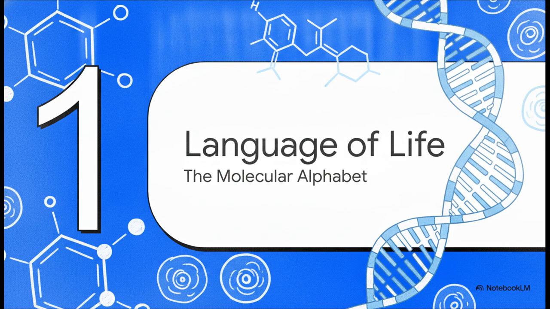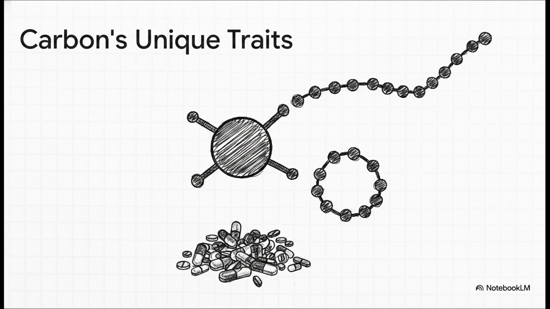All right, kicking things off with part one, the language of life, building the molecular alphabet. It is honestly wild that one single element acts as the foundational building block for so much. And the secret to carbon's versatility? It's actually beautifully simple. It has this unique ability to form four covalent bonds.